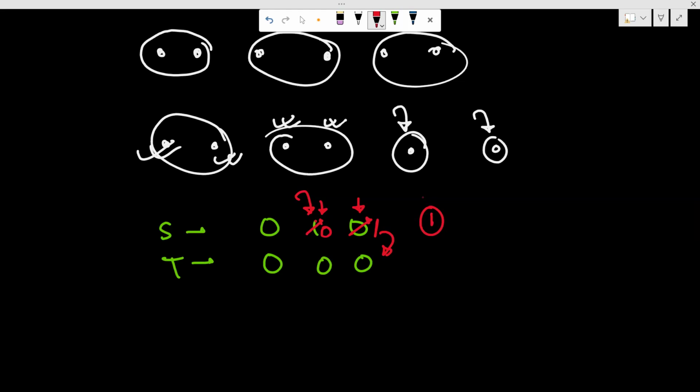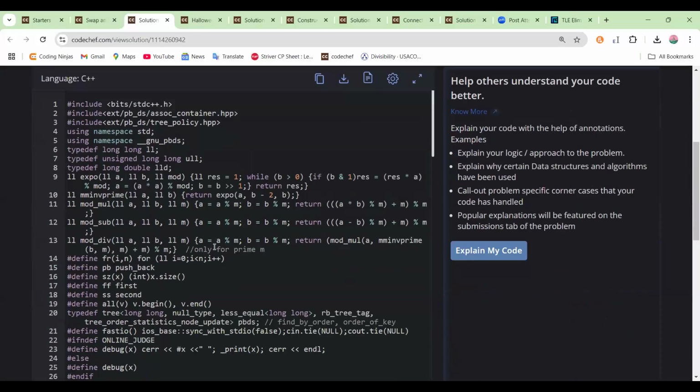Is the logic clear? Yes. Great. So let's jump on to the code quickly. So this is the code.